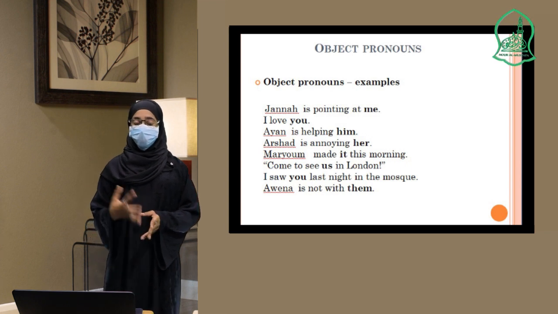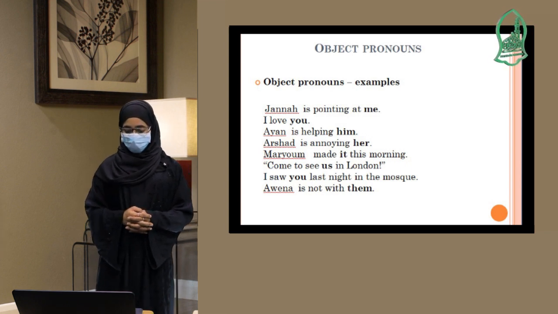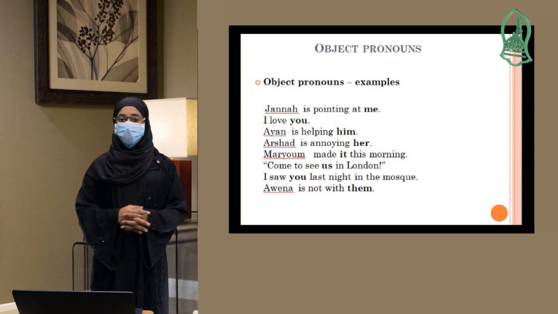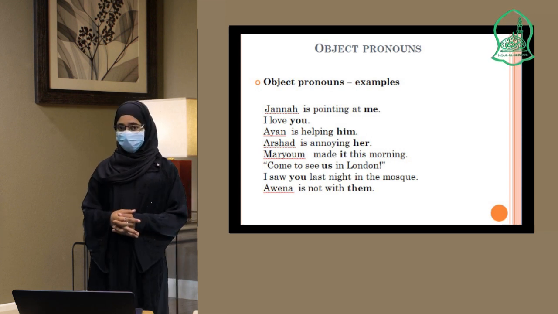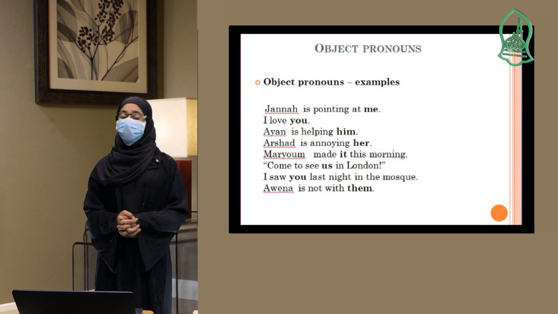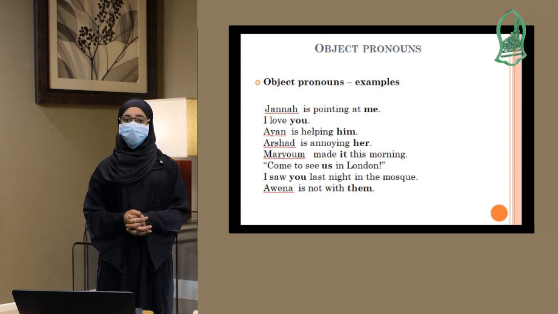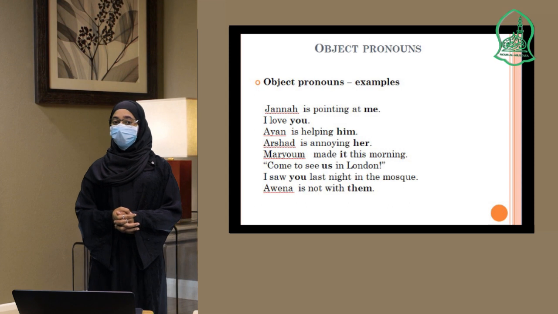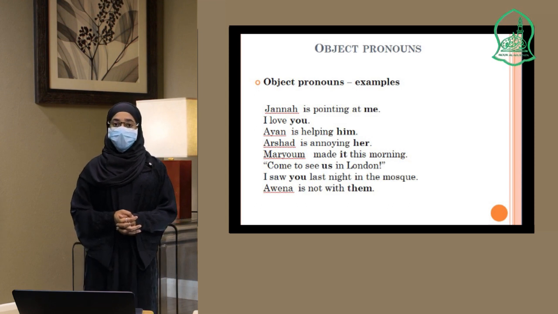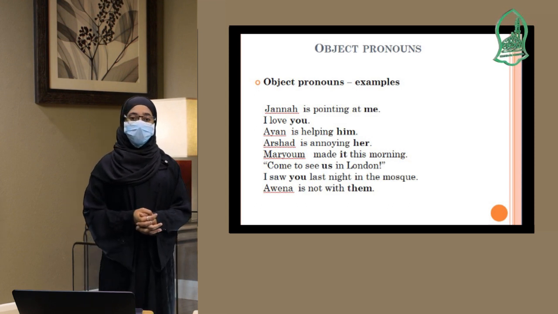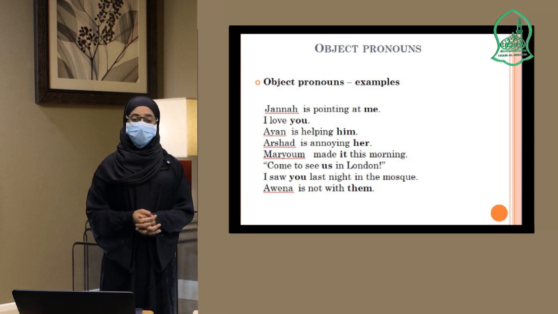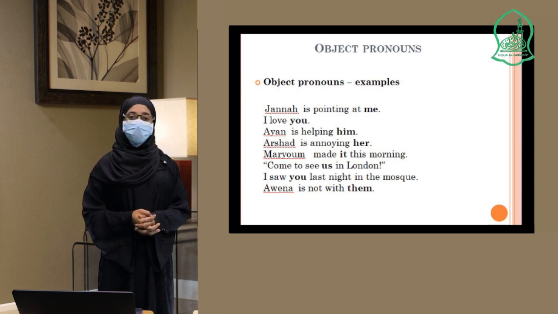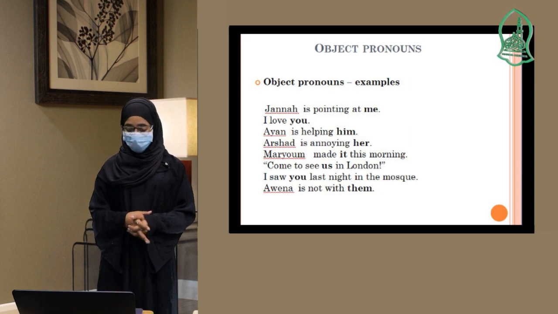Why? Because I don't want to repeat the name in a sentence. Ayan is helping him. Maybe Ayan is helping his friend. So instead of writing or saying his friend, we are replacing the word friend with him. And that him indicates that the person we are talking about is a boy or a man. Him replaces the names for men or boys.